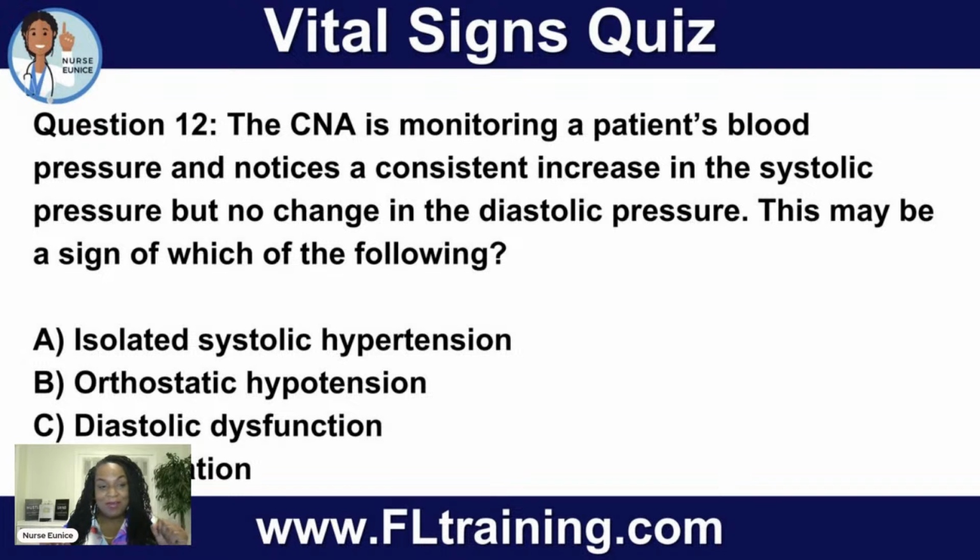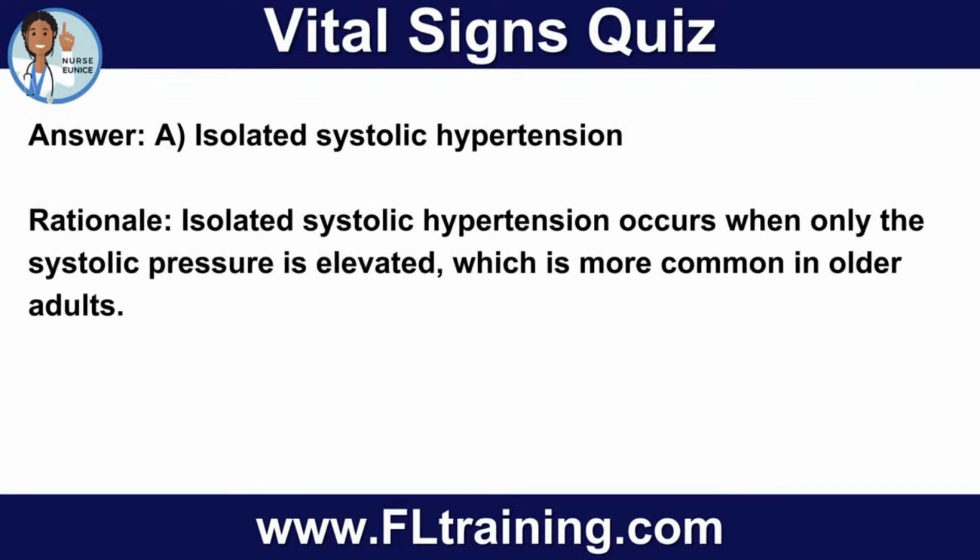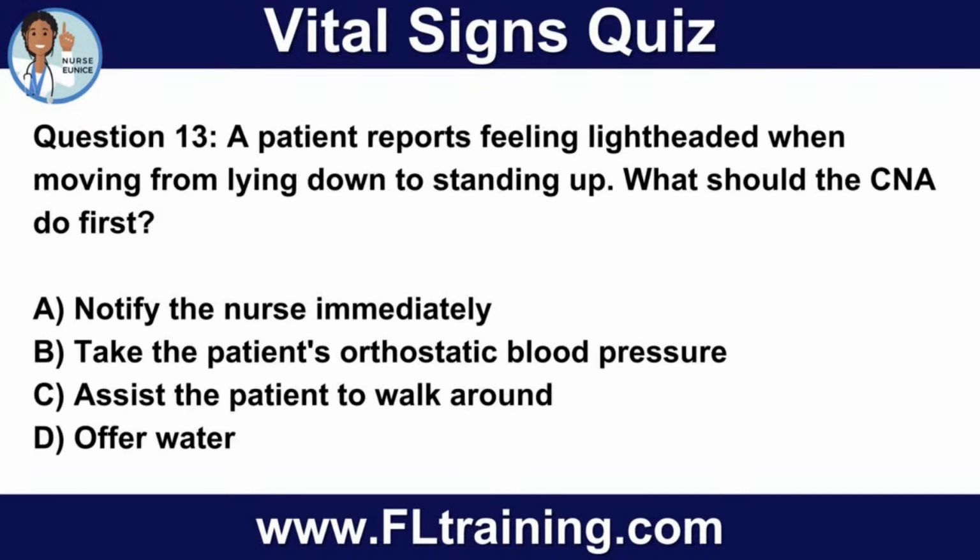All right, so if you don't know me, I do my goofy nurses dancing, and yes, everybody chose A. So you are absolutely correct. And that is called isolated systolic hypertension. And that occurs when only the systolic pressure is elevated and the diastolic is normal. And that occurs more commonly in older adults.